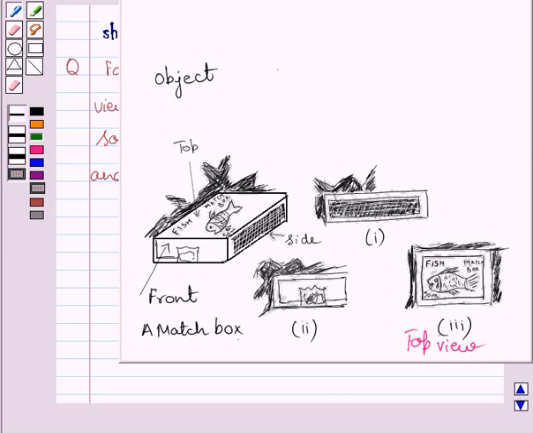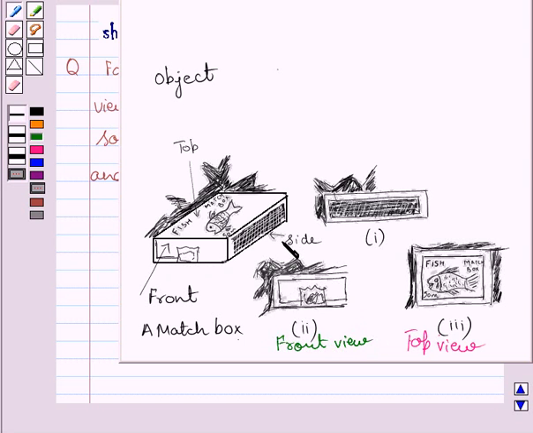Now, if you see this matchbox from the front, then you are able to see this rectangle. So, here this rectangle represents the front view of the given matchbox. Clearly you can see this figure represents the front view of this rectangle.